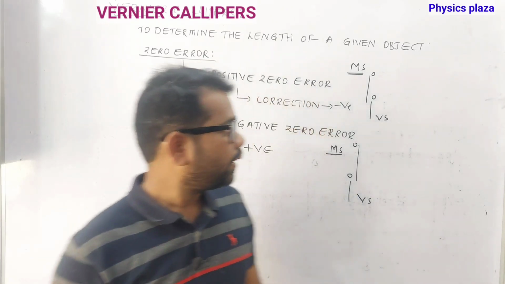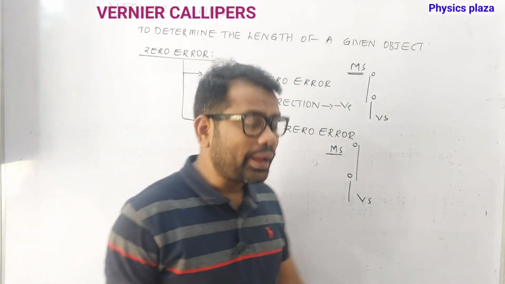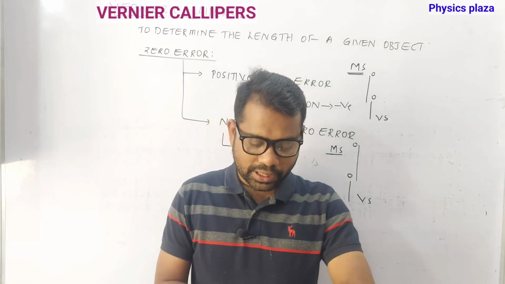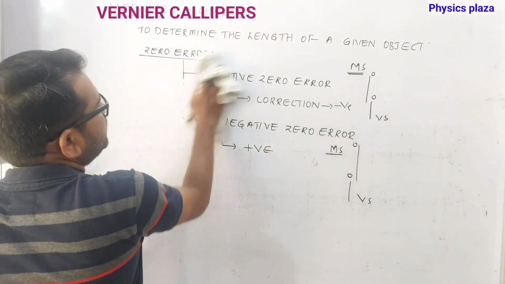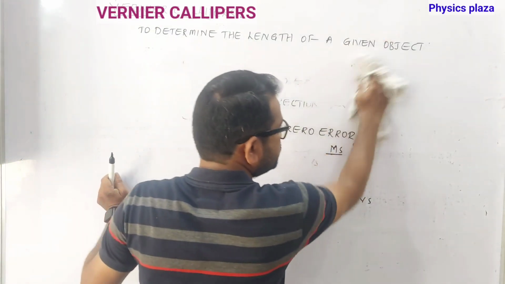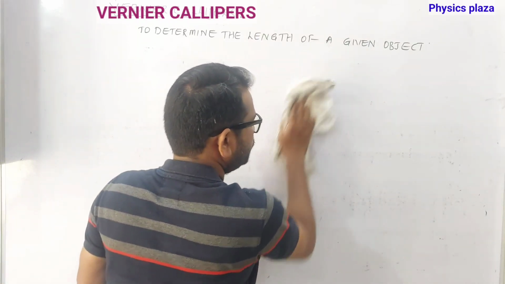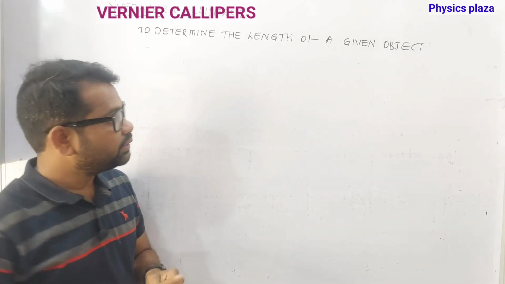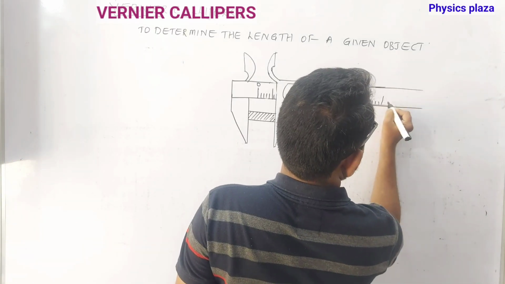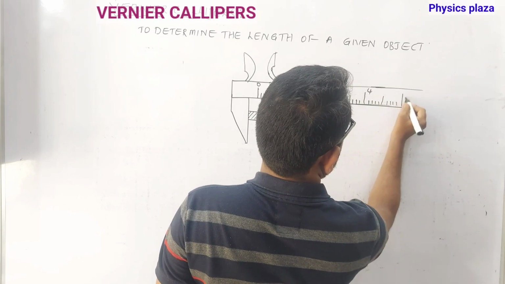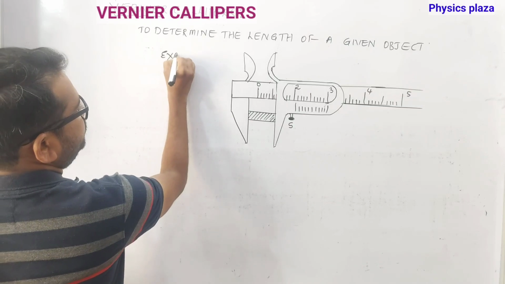Is it clear? Fine. Now we will try to determine the length of a given object by assuming that there is no zero error. Let us see once again, children, what formula is to be used to determine the length of an object. So look here, children. I think for this we need to make a diagram. Let us say it will be extended. This is just an example, children. It is not exact.